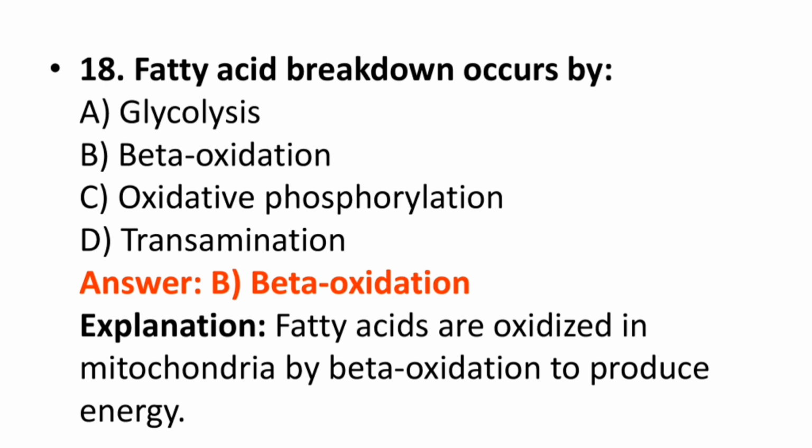Fatty acid breakdown occurs by option A, glycolysis, option B, beta oxidation, option C, oxidative phosphorylation, option D, transamination. The correct answer is option B, beta oxidation. Fatty acids are oxidized in mitochondria by beta oxidation to produce energy. Fatty acid breakdown occurs by beta oxidation.